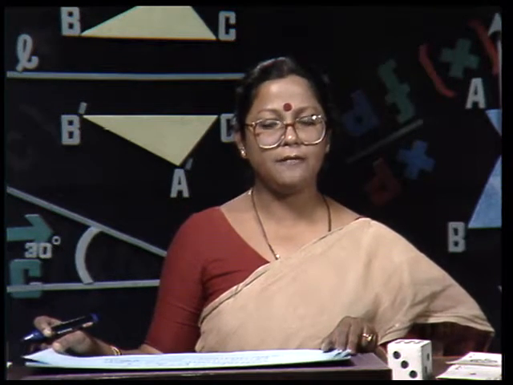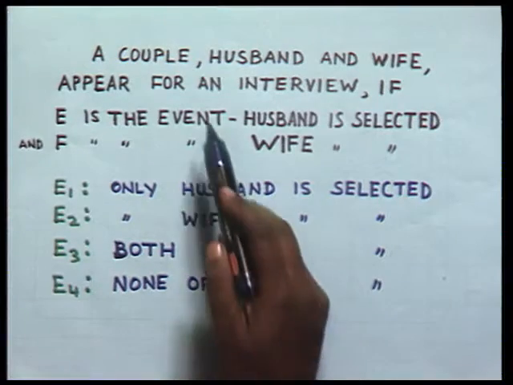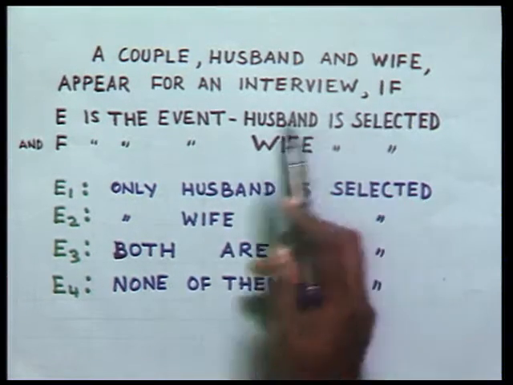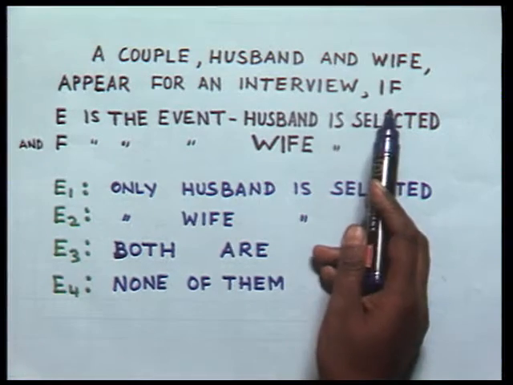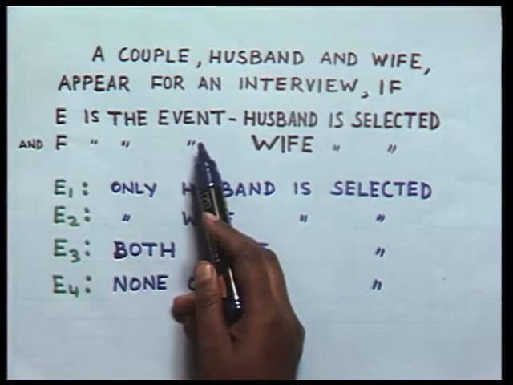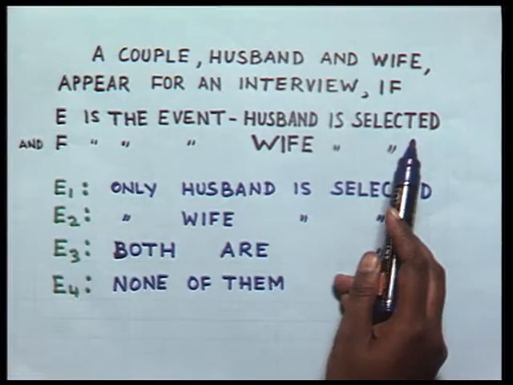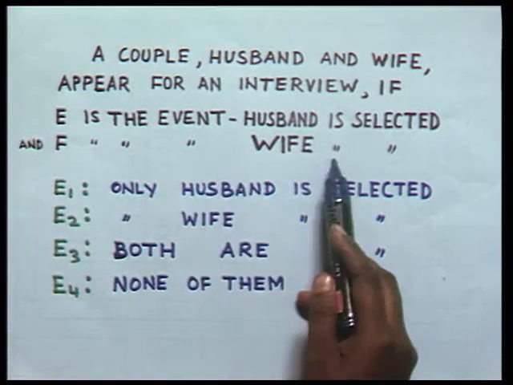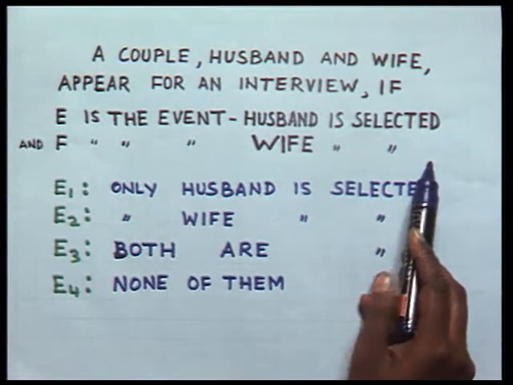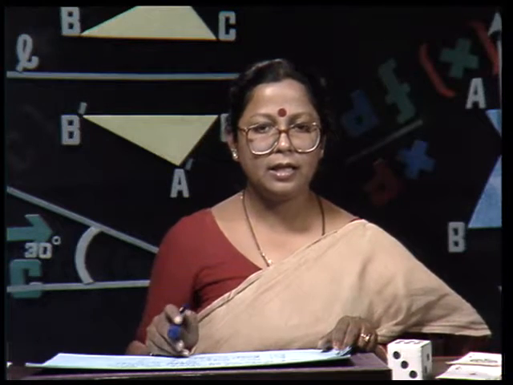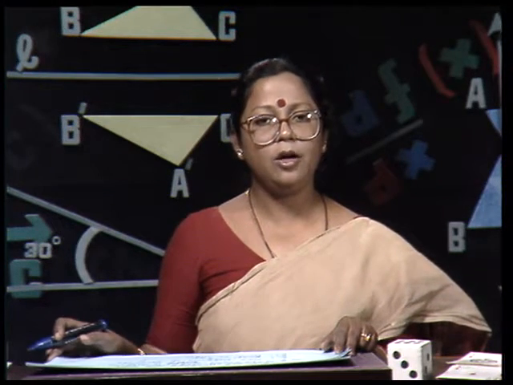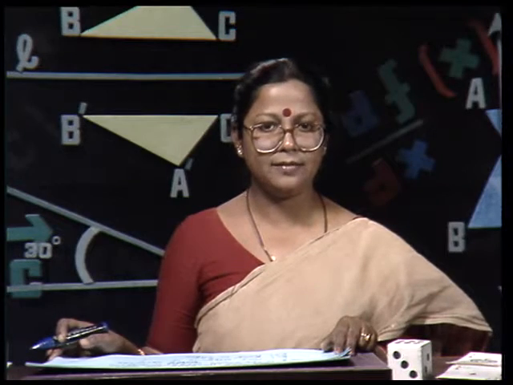Now, we take up a few more examples to clear this idea of a system of mutually exclusive and exhaustive events. A couple, husband and wife, appear for an interview. If E is the event, husband is selected, and F is the event, wife is selected, what is the probability for the husband or the wife to be selected?